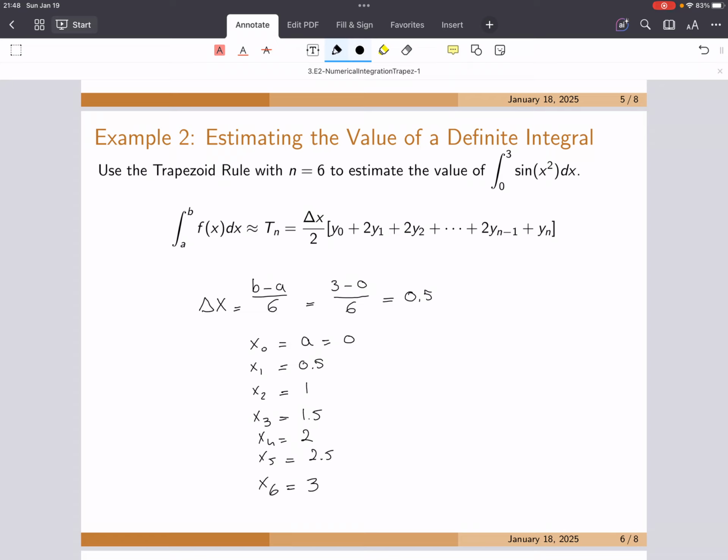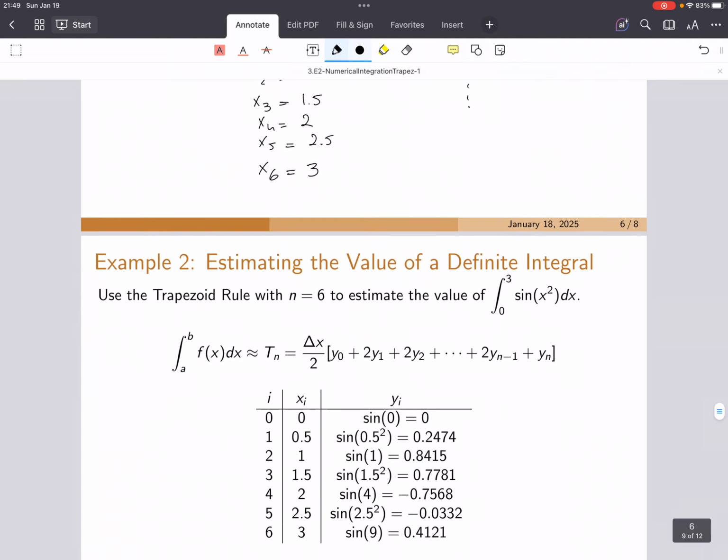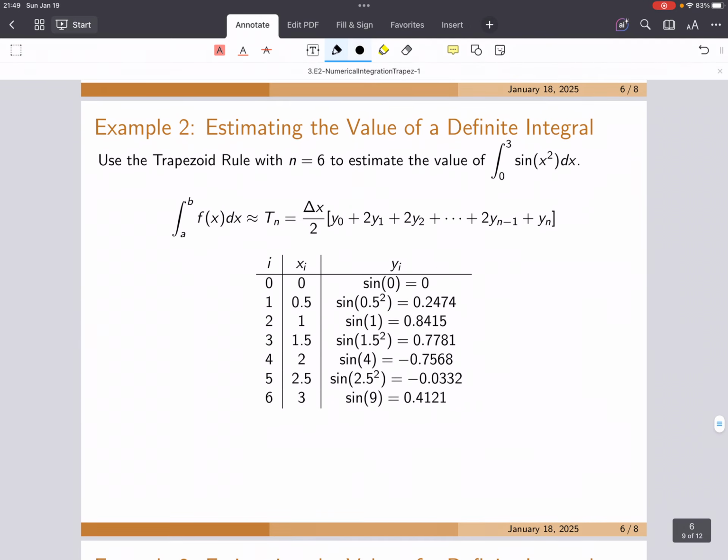And now, of course, one of the things that we need to do is calculate all the corresponding y values. So y0 would be equal to sine of x0, which is 0 squared. Our y1 would be the sine of 0.5 squared, etc., etc. Now, this is easiest done with a calculator, and I've already tabulated the results on the next page. So here they are. You can easily check that work by plugging these numbers into the calculator.